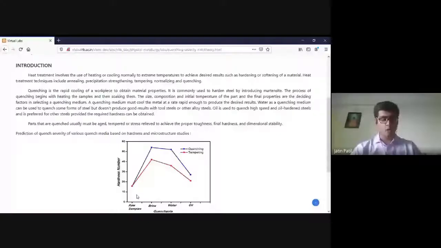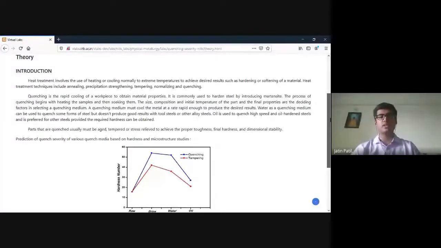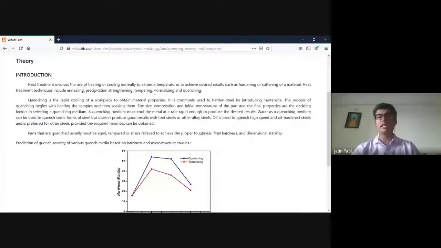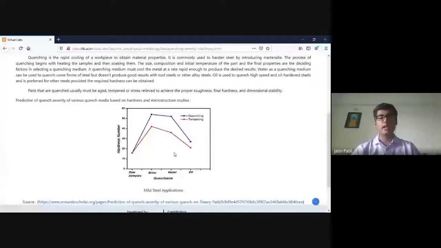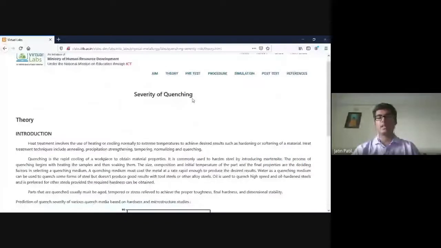So this experiment demonstrates how heating followed by rapid cooling can impart hardness. Heat treatment involves heating or cooling procedures to extreme temperatures to achieve desirable properties. Quenching is the rapid cooling of the workpiece to obtain the material properties. As you can see in the graph, when different quenchants are used, like ice water, which is brine solution, water, and oil, we impart different hardness to the sample. In the case of brine solution, it has the maximum hardness. The pre-test, procedure, and post-test have been explained by Atisha, so I will now proceed to the simulation of the experiment.